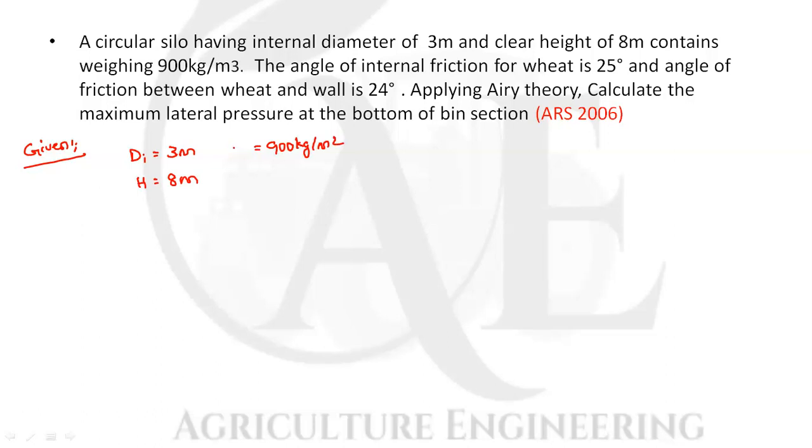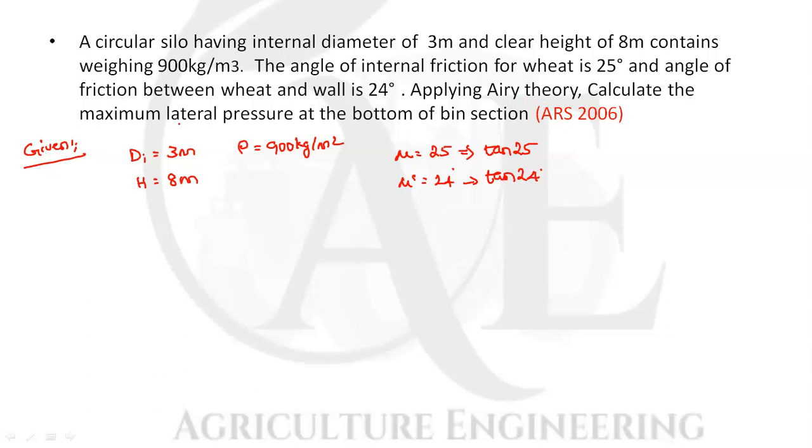So we can take this as rho. Then the angle of internal friction for wheat, mu, is equal to 25, so we can represent this as tan 25. And then the angle of friction between the wheat and wall, mu dash, is equal to 24, which is tan 24.